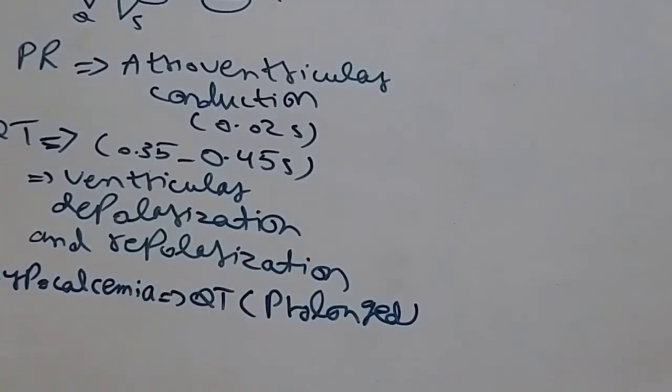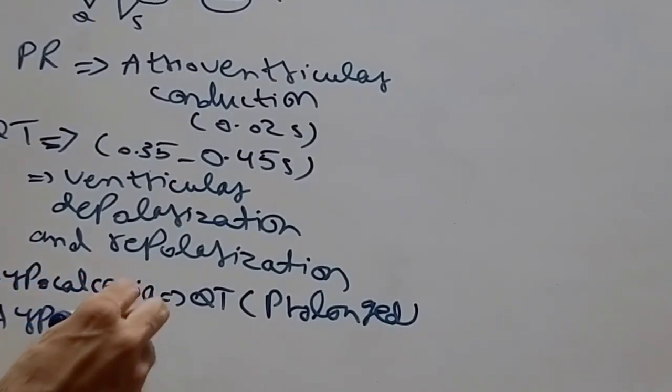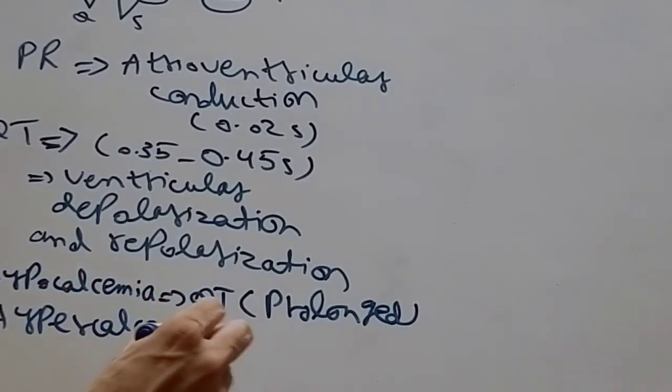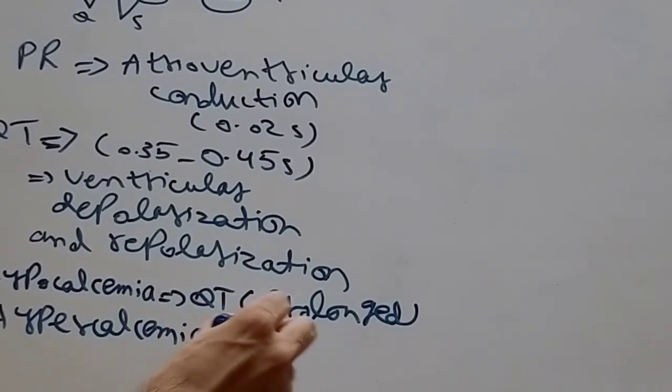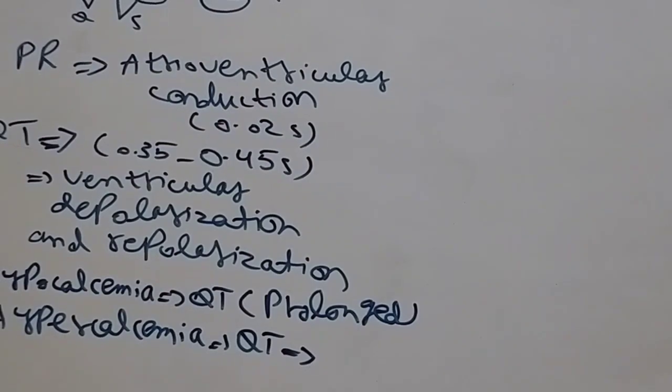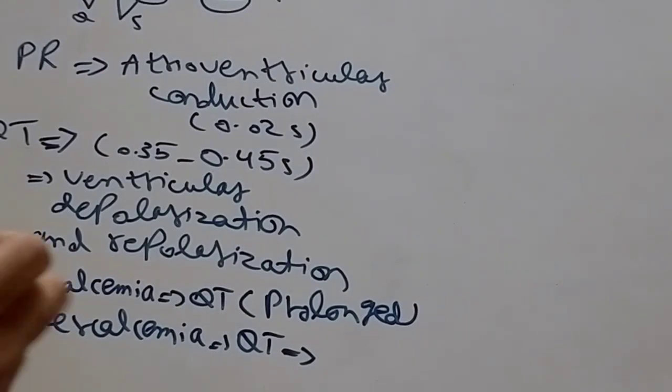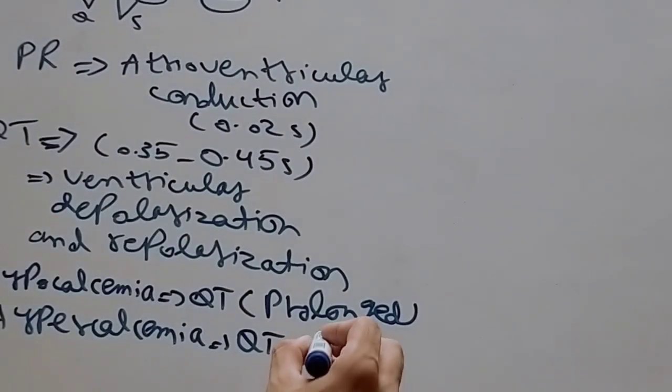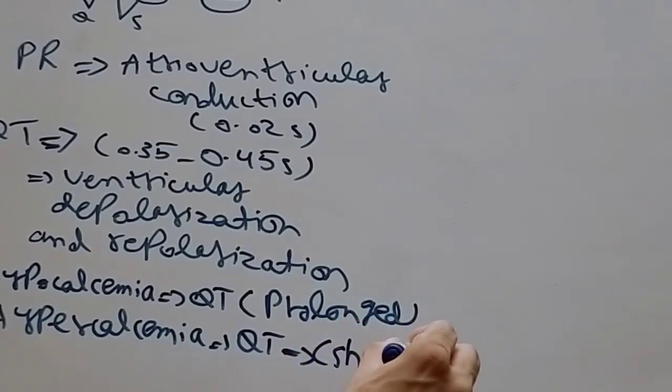Talking about the other case, hypercalcemia, QT interval is shortened. Why is the QT interval shortened? Because in hypercalcemia, a greater amount of calcium ions is present in the ECF, so more calcium ions would come from ECF into the cell. So QT interval will be shortened in the case of hypercalcemia.